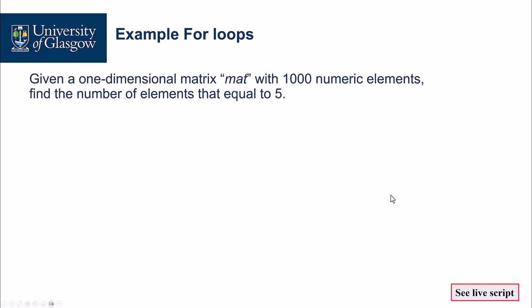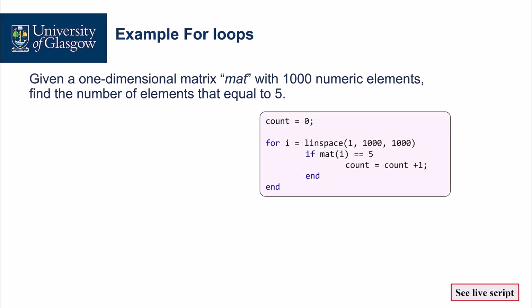Now let's see an example. The question is that I provide a one-dimensional matrix. This matrix is called mat, and it has 1000 numeric elements. I want to find the number of elements whose value is equal to 5. So how to write the program? We can first put count equals 0, right? Then I generate a for loop. So i equals linspace(1, 1000, 1000).